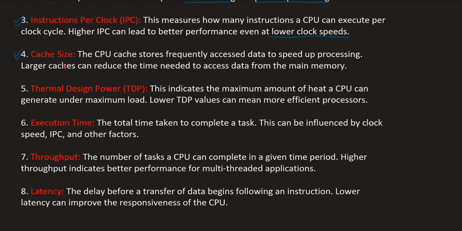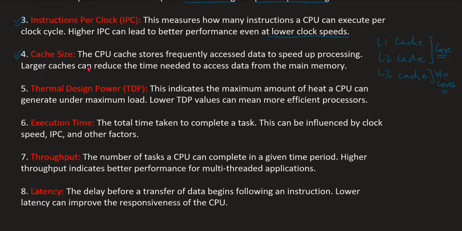The next performance parameter is the cache size. With processors, there are cache memories attached to the processors, inside the processor. There are different levels of cache memory: L1 cache, L2 cache, L3 cache. Generally the L1 and L2 cache are considered to be inside the processor or inside the core, and the L3 cache is shared between different cores.